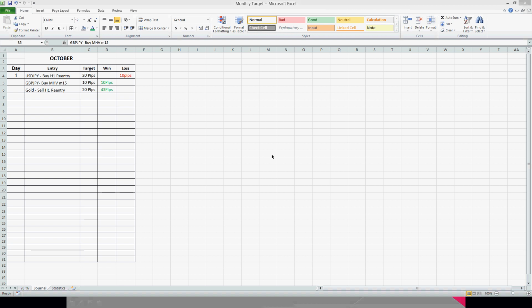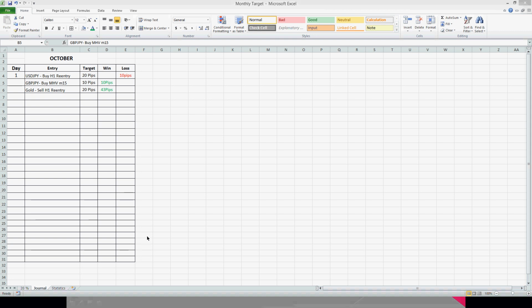Let me just fix this. The next step is to put my stop loss, or people call it break even or SL plus. I like to call it SL plus because I know that even if the price went back down to this particular level, I still achieve 10 pips on this particular trade.